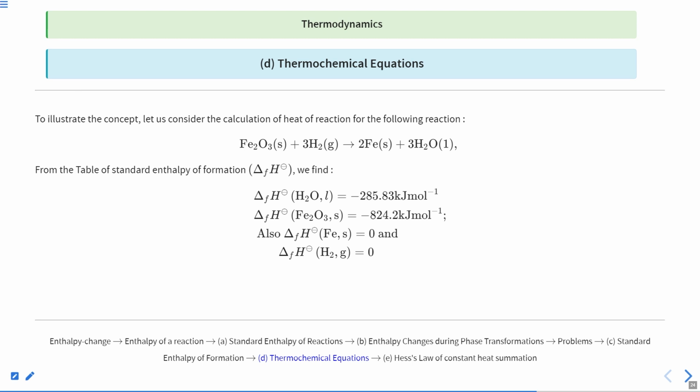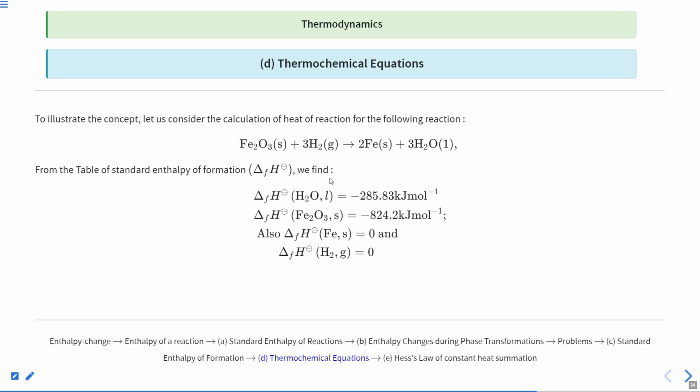If you want to illustrate with an example, here is an example. We have taken this reaction. These things we already know. For liquid water, the enthalpy change of formation is minus 285.83. For ferric oxide, it is minus 82.42 kilojoule per mole. Now here is a quick catch for you: for iron, the solid state is the standard state, and I already told you that the formation enthalpy for the standard state is 0.